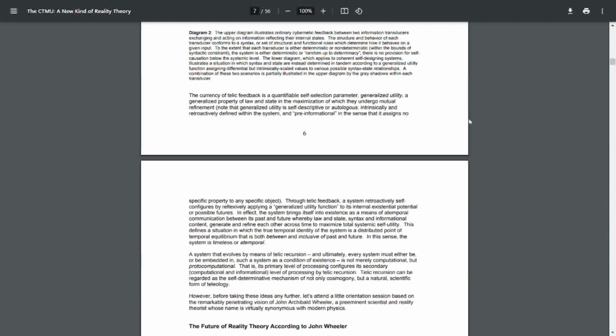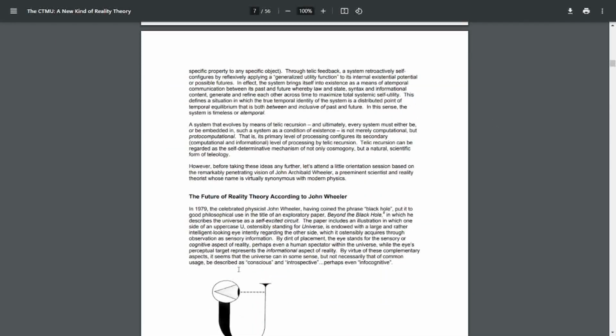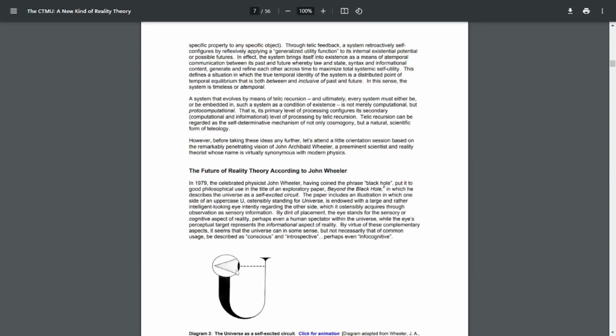Hope he elaborates that, because I would think of the utility itself, maybe his distinction as generalized utility, as being the desired object state to maximize that utility, which I would at least think would entail information, but I might be misunderstanding. Through telic feedback, oh, see, here we go. We're going to get to that funny little symbol soon.